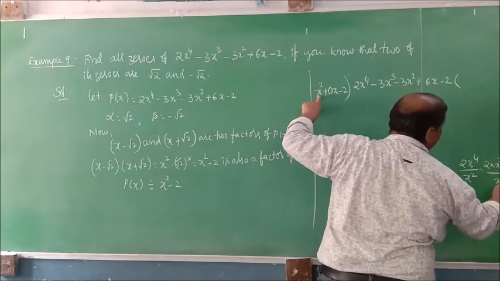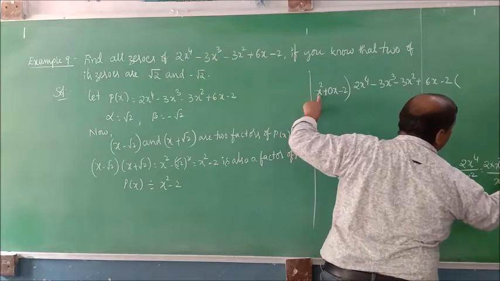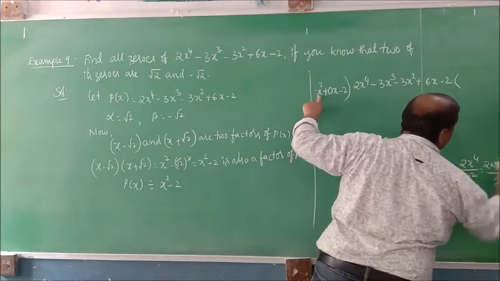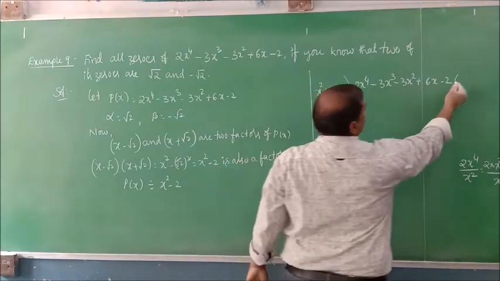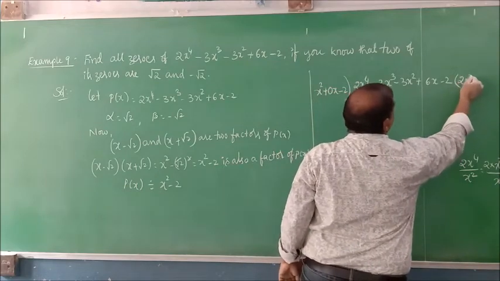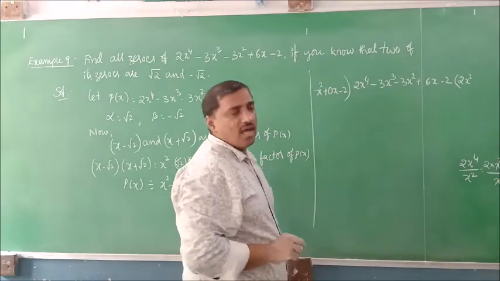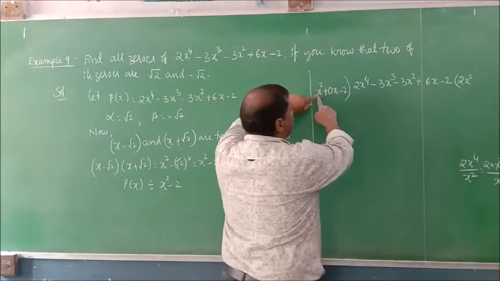Divided by x square, x square and x square are cancelled. We will get 2x square. So the first quotient is 2x square. Now multiply with the 2x square.